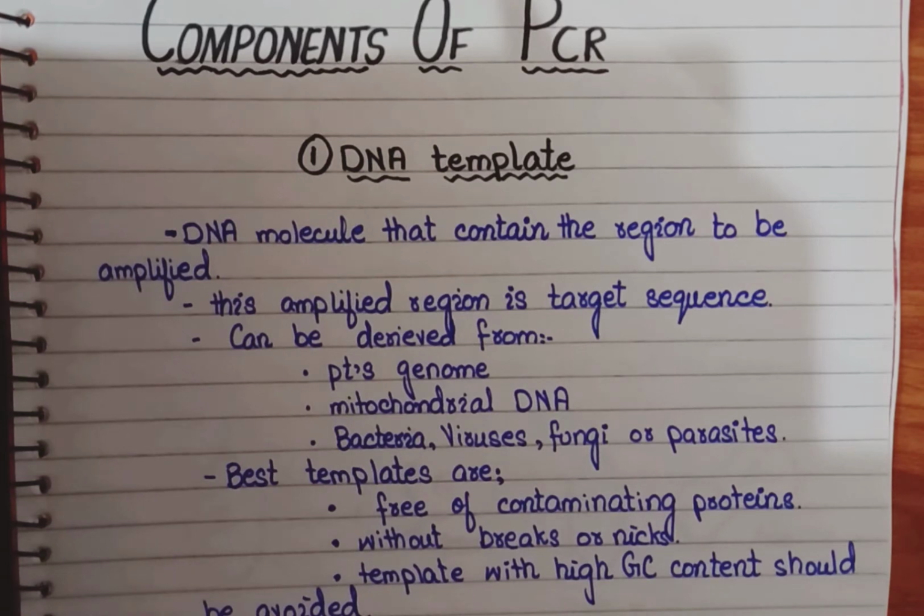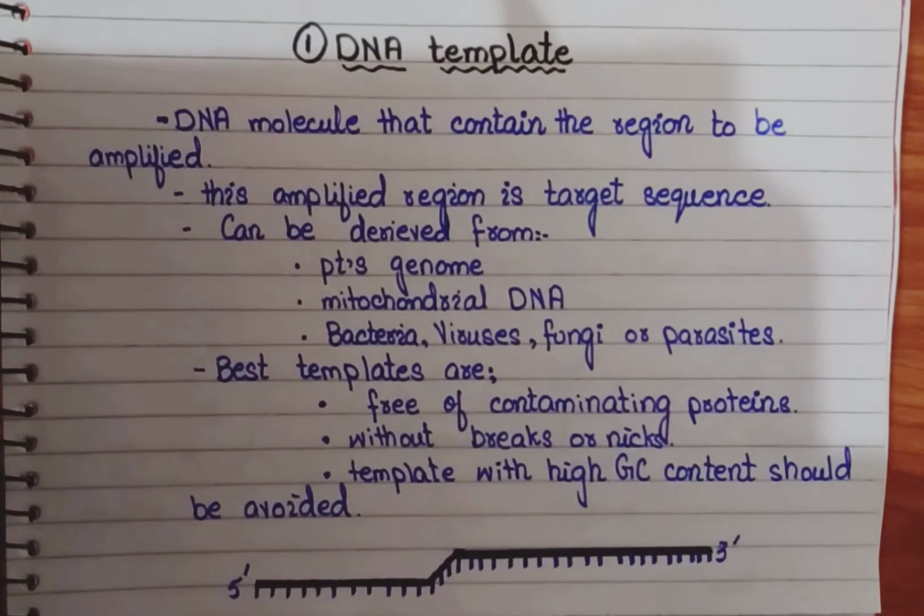Now, if you want to use a DNA template in your laboratory, what are its basic characteristics? First, it is free of contaminating proteins, because if it is contaminated, it cannot be used properly for PCR. Next, it is without breaks or nicks, because breaks or nicks in a DNA template can cause the DNA synthesis to stop and also misincorporation of nucleotides. A good template should also avoid high GC content, because it can cause misincorporation of wrong nucleotides or bases. So here we have a template.